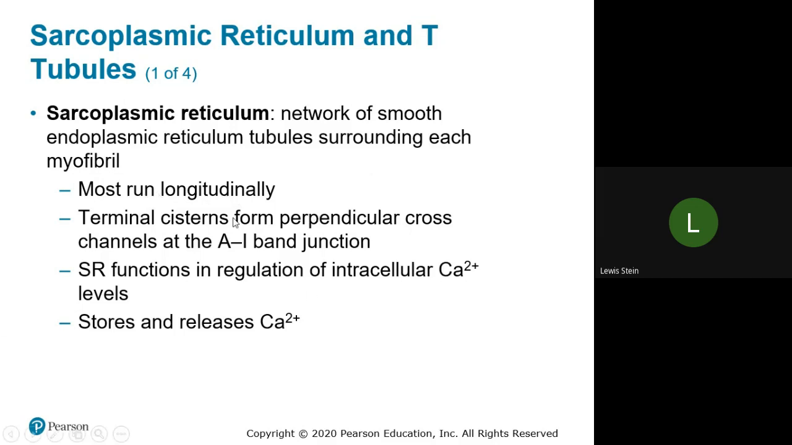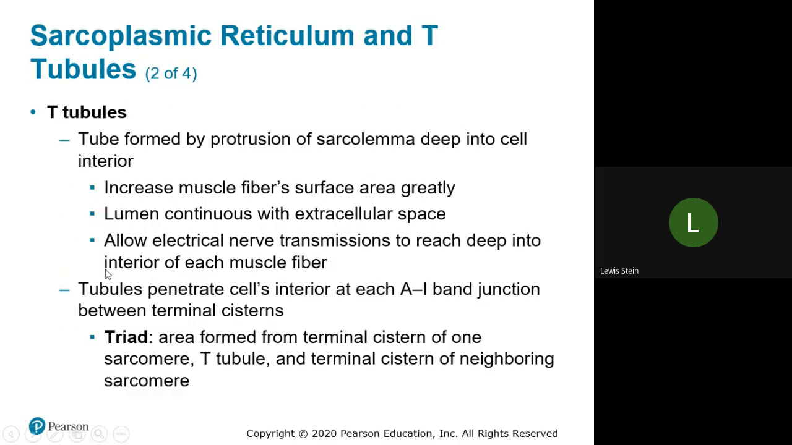So the terminal cisterns project perpendicular across channels. It effectively regulates the intracellular calcium, storing it and releasing it. It releases very quickly because of the voltage, which means there are a lot of energy requirements. It requires energy to pump it back in. So when you use muscles, you use a lot of energy relatively quickly, comparatively speaking to other systems.